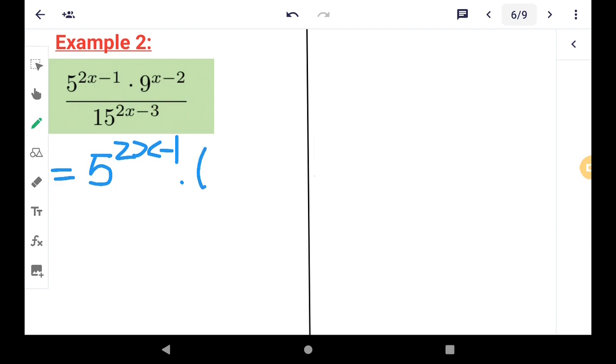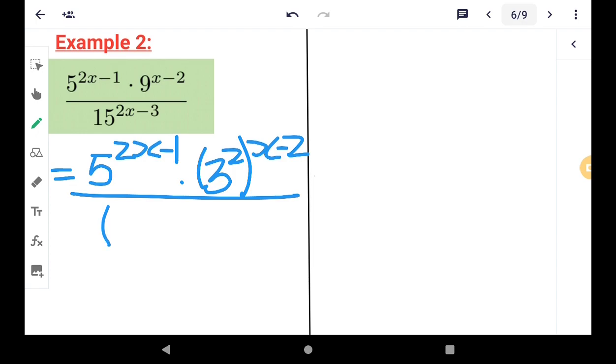Now 9 can be expressed as 3 to the power of 2. So we do that all over. 15 can be expressed as a product of 5 and 3. Remember, make sure that you leave your bases as the simplest prime numbers you can find.